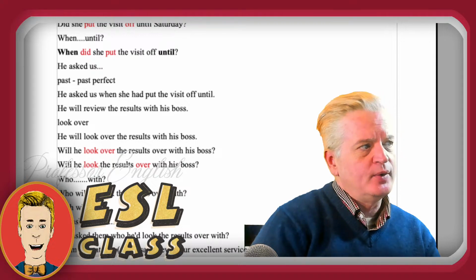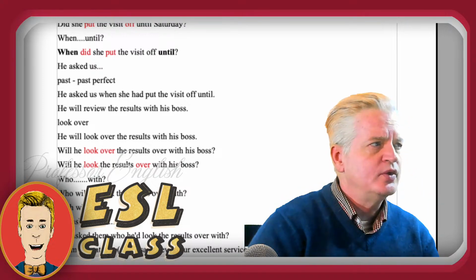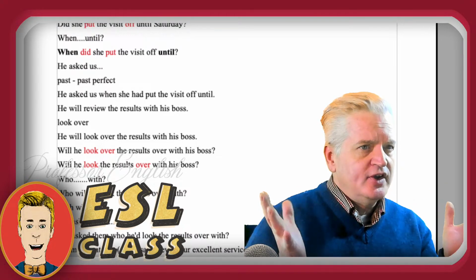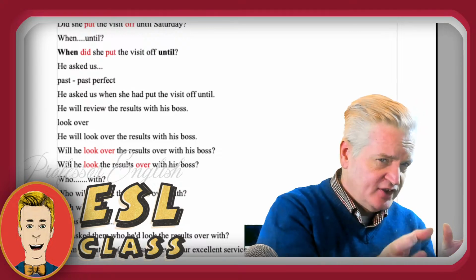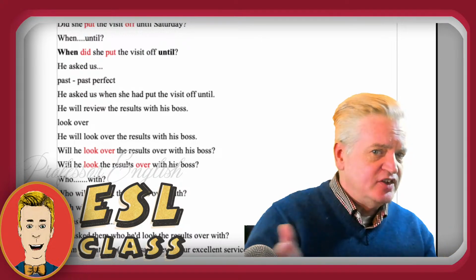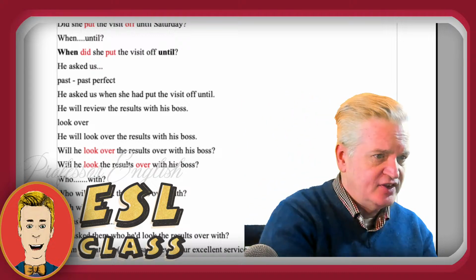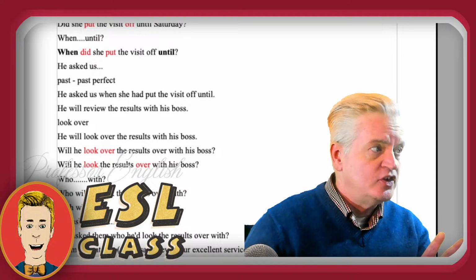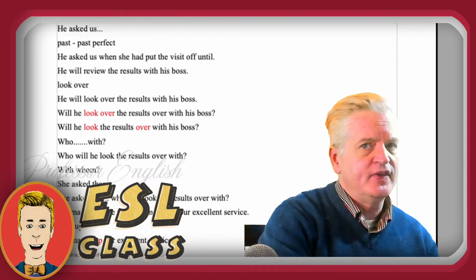So we have he will look over the results with his boss. Okay, that means examine or review, something like that. And this is a separable phrasal verb. So can you try to take the object and put it inside the verb? How will you do the inside position with he'll look over the results? He'll look the results over. Put the object inside the verb. He'll look the results over with his boss.